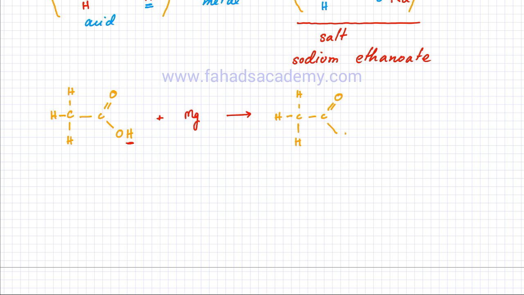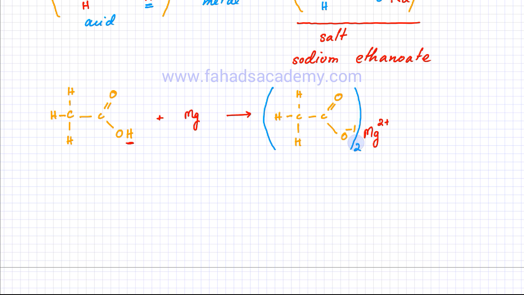So that hydrogen is now gone, and in its place I'm going to have Mg. But the problem now is that Mg is in group 2 and it forms a 2+ ion. So to balance the equation, or to get the correct formula, because ethanoate has a -1 charge and Mg has a 2+ charge, the charges on a molecule must be equal.